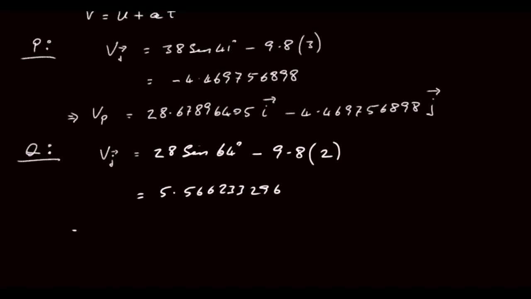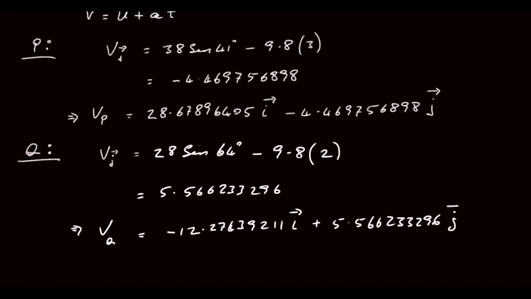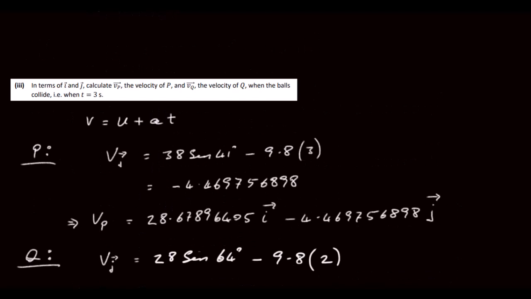5.5662333296. So that means the velocity of Q at the point of impact is going to be, again, you've got to work out the i vector, so that's minus 12.27439211 in the i direction, and then plus 5.5662333296 in the j direction. Again, as I say, you don't need that many decimal places, I'm sure. Okay, so that's it. We've answered the question. We have the velocity of P and the velocity of Q at the point of impact after 3 seconds.